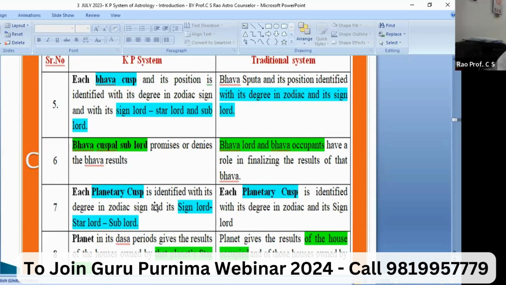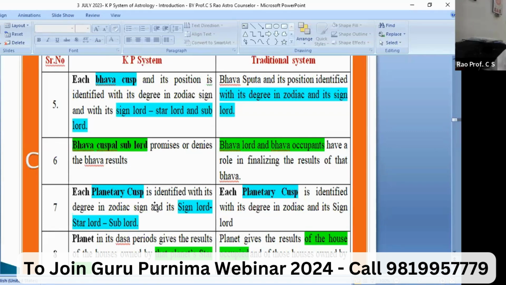That chart I will also show, coming point. Now, what is the role of the planetary cusp lord? The Bhava cusp lord you have seen, in promising or not promising the event of that Bhava. In the planetary cusp lord, what it says is that it is identified with its degree in the zodiac sign, and each has a role, we'll come to that.